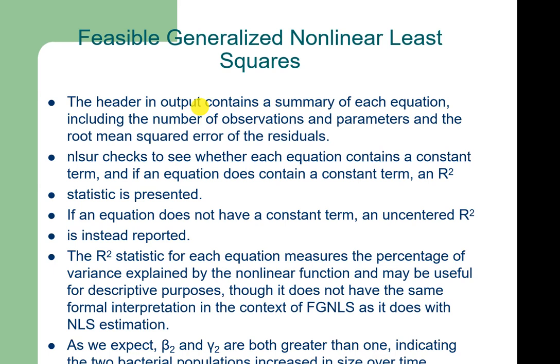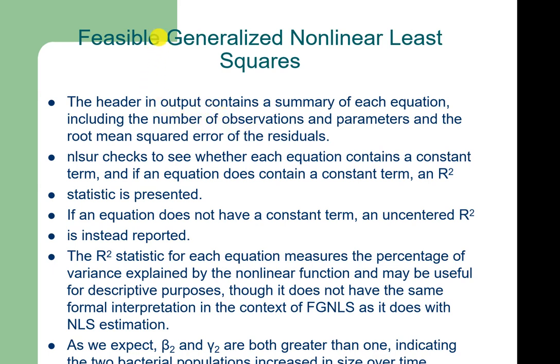The R squared statistic for each equation measures the percentage of variance explained by the nonlinear function and may be useful for descriptive purposes, though it doesn't have the same formal interpretation in the context of FGNLS as it does with the nonlinear least squares estimation. So here the R squared statistic is not as it is in case of the least squares, the OLS and other nonlinear least squares estimation, but still it can be used for descriptive purposes.